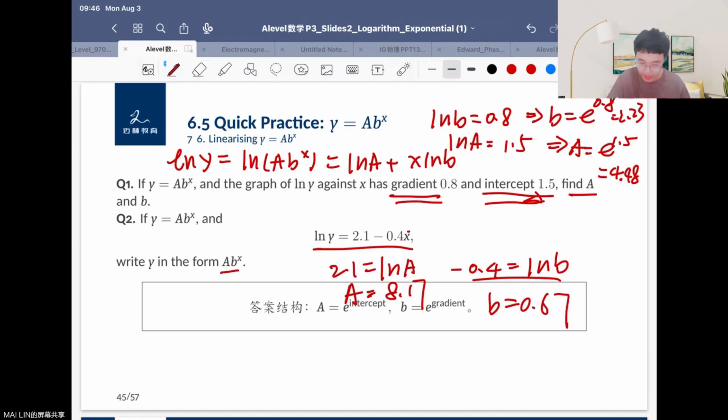So we can say here a times b to the power of x can be considered as 8.17 times 0.67 to the power of x. That's for this problem.